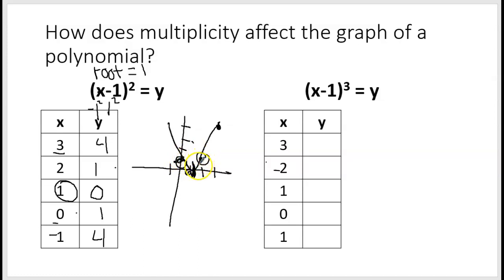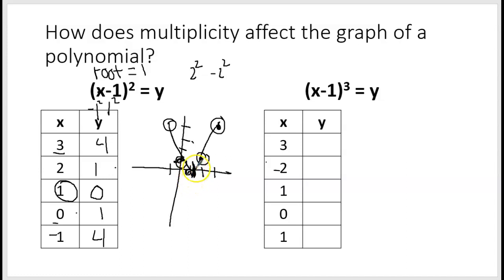Okay? So same thing happens if you plug in 3. If you plug in 3, you get 2 squared. And if you plug in -1, you get -2 squared. And once again, negatives don't matter when you're squaring. So when I plugged in 3, I got 4. And when I plugged in -1, I got 4. I got the same answer for both.